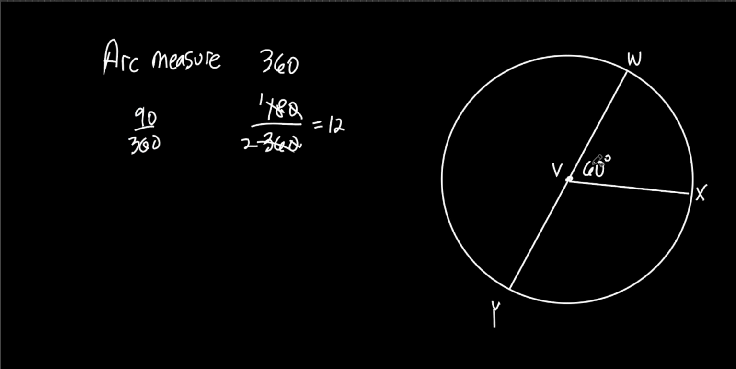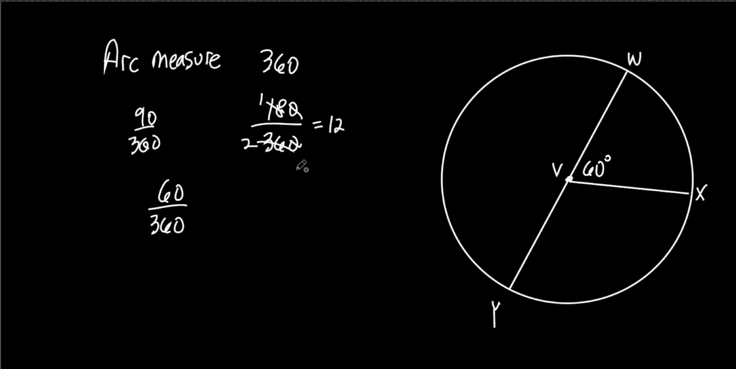Now watch. Let's do this one since we have this 60 right there. What would this be? This would be 60 over 360 degrees. Okay, so 60 would be 1/6 of the circle. Would you agree with that? Okay, so you get the idea.